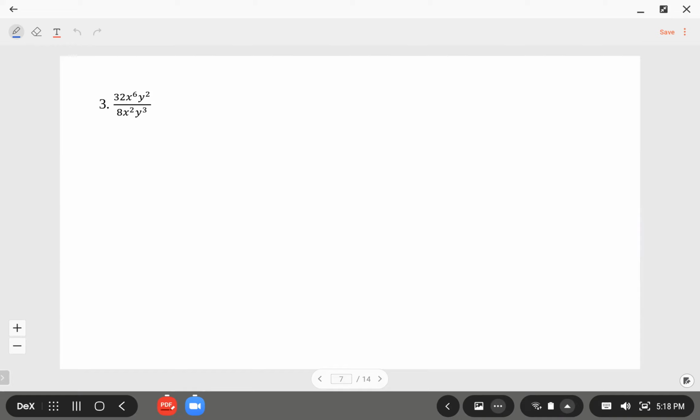Number 3, another very easy question. I hope you do not get this wrong. It'd be quite sad if you got this wrong. So, (2x to the 6th power times y squared) over (8x squared times y cubed). We learned this in our exponents class.